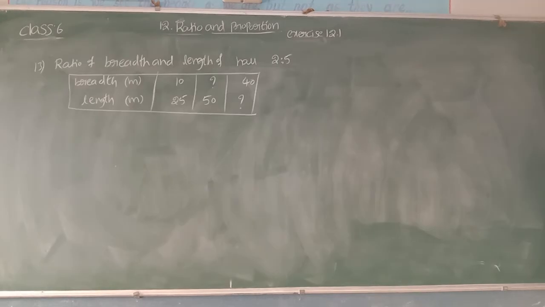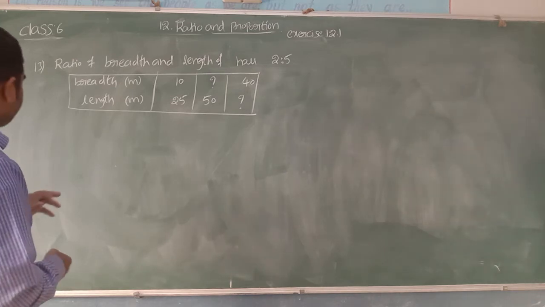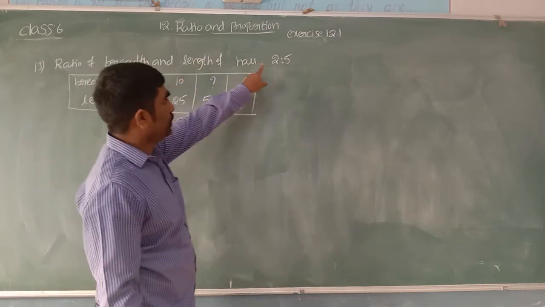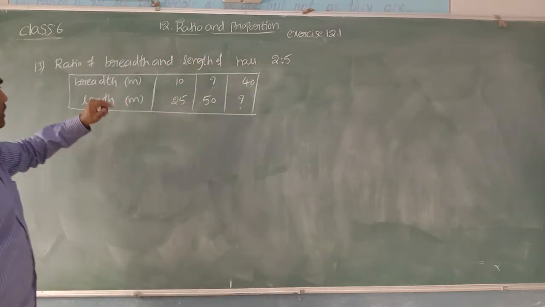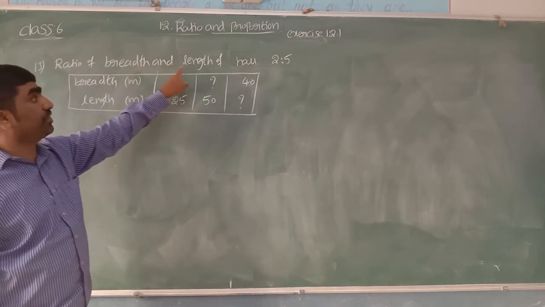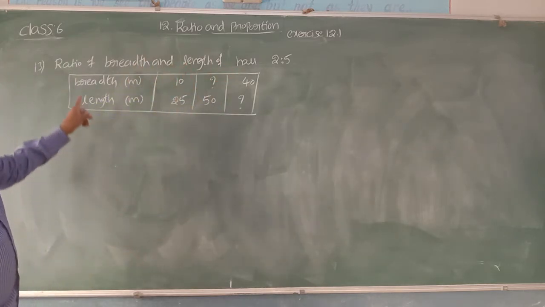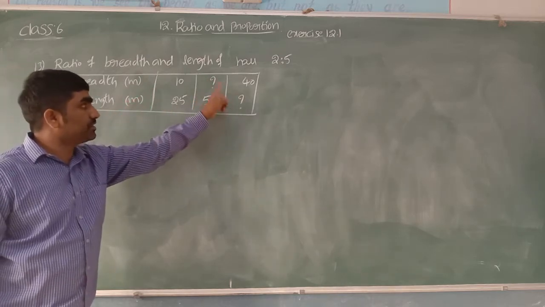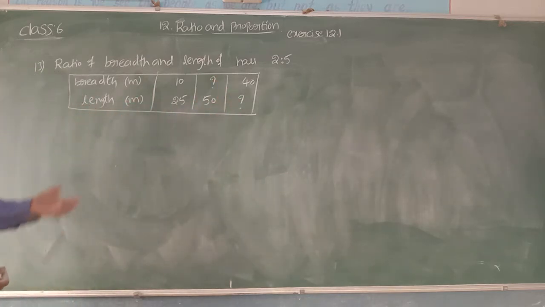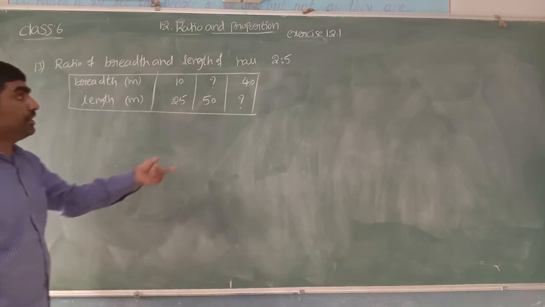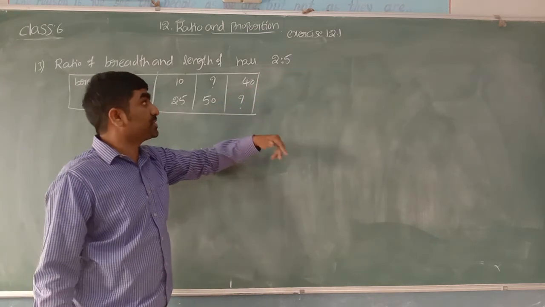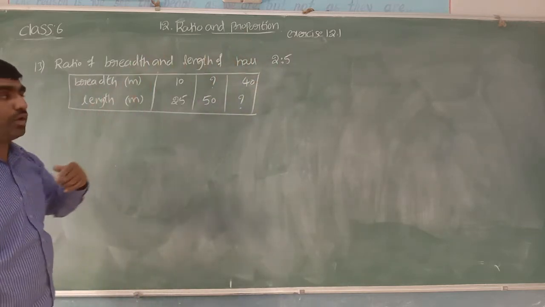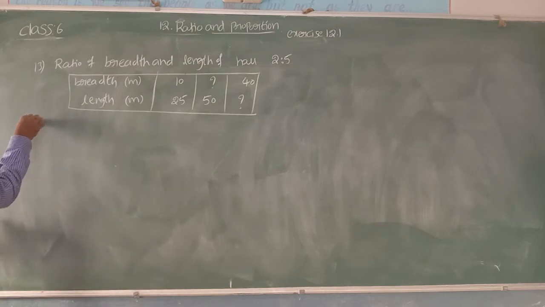Here we have one more application based on the ratio. See, what they give: the ratio of breadth and length is 2:5. They give breadth in terms of meters and length in terms of meters, and ask you to find the missing values. See, I said a ratio is in simplest form. So before simplest form, in the place of 2, what is the value? In the place of 5, what are the values? We don't know the exact values.